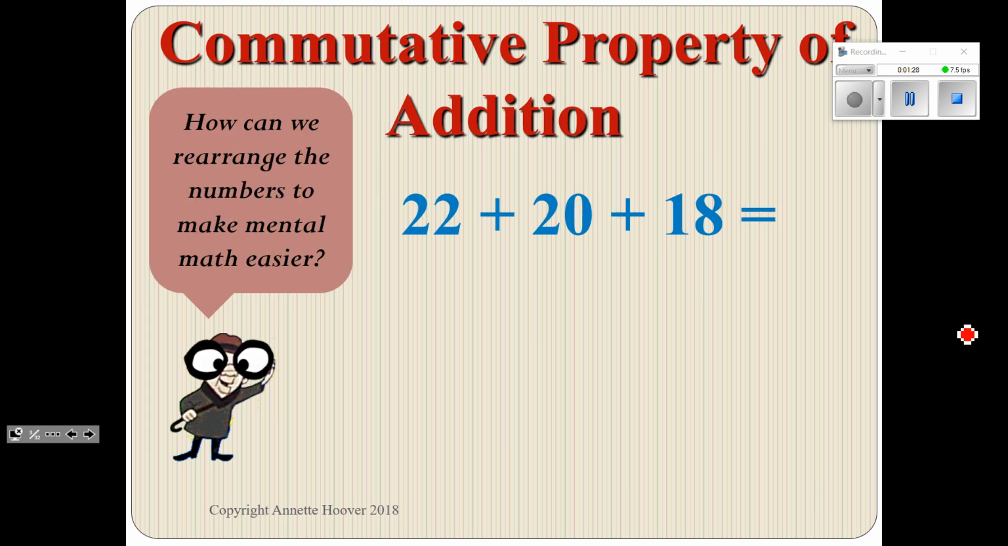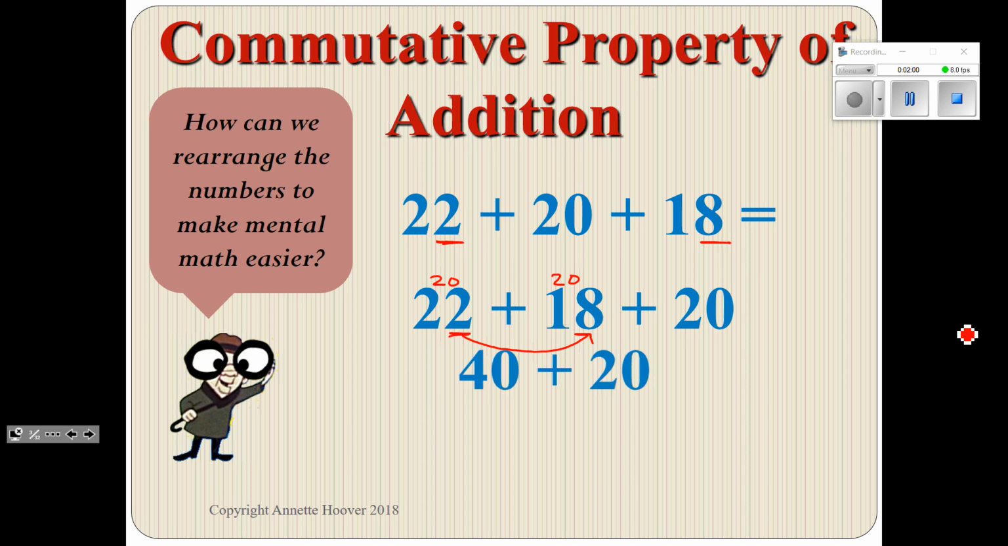Now here's another example. If you look up here, you could go 22 plus 20, which is 42, and then add 18. But because this one has a 2 in the ones column and this one has an 8, I know that makes 10. So if I regroup them mentally with 22 plus 18, I know that that is going to be 40. It's like taking 2 from this place and taking 2 over here. So this would be 20 if I took 2 away. And if I added that 2 over here, that would be 20. So I know it's going to be 60. This is all about trying to make mental math easier. Commutative property.